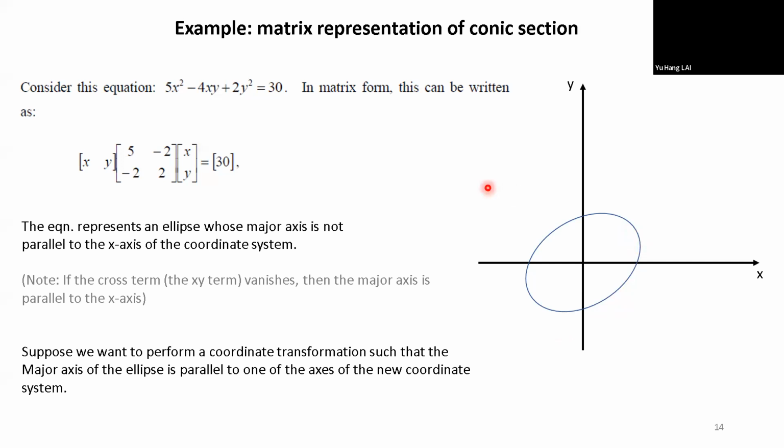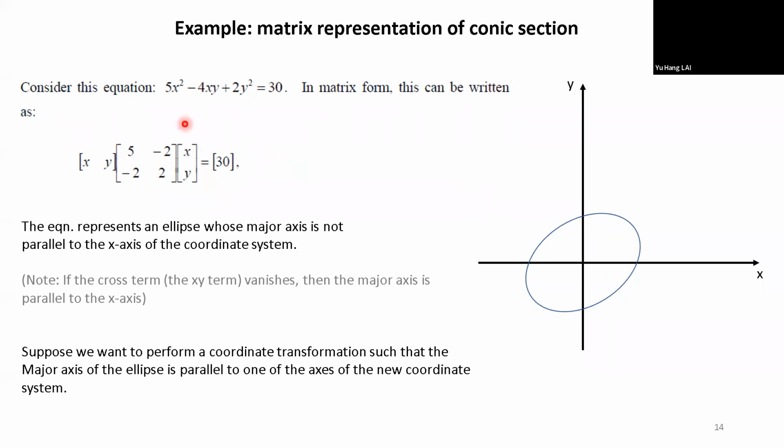Just like this picture over here. What we try to achieve here is that we want to find a new coordinate system, do a coordinate transformation, such that in the transformed coordinate system, the semi-major and the semi-minor axis of this ellipse will be parallel to the new x-axis and the new y-axis. So that's what we're trying to achieve here.